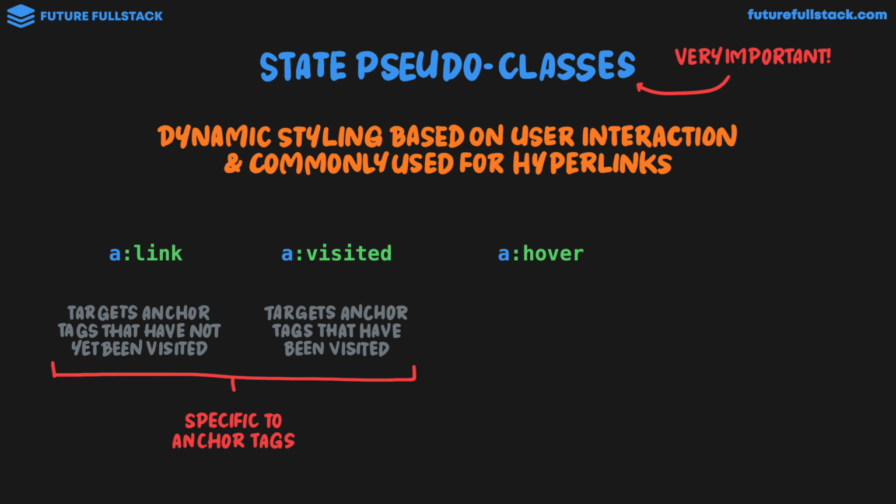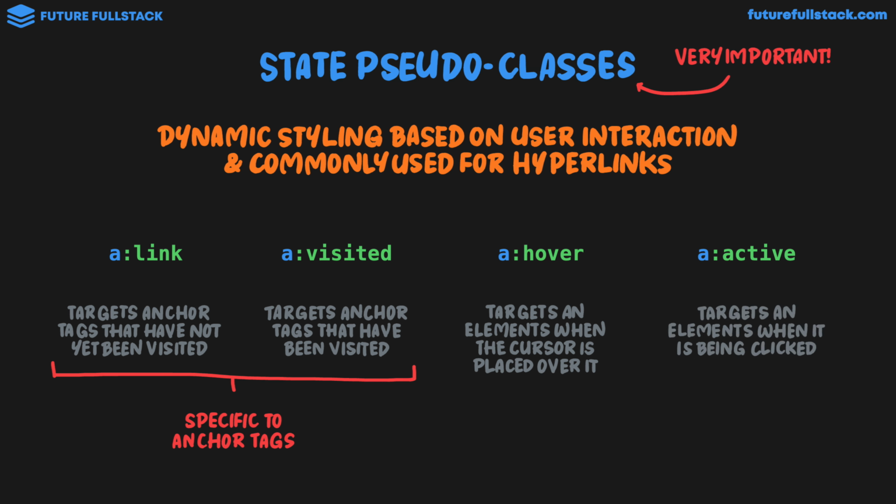The next pseudo-class is the hover pseudo-class. This targets an element when the cursor is placed over it. It's like what we saw in the start, how the button turned from green to purple. That would be using a hover pseudo-class. The last pseudo-class is the active pseudo-class. This targets an element when it is being clicked. So this pseudo-class is specifically targeting when the element is actually being clicked. Oftentimes, you won't even notice the active pseudo-class, because clicking an element might only last a few milliseconds. These 2 pseudo-classes are not specific to anchor tags. You can use them on other elements.